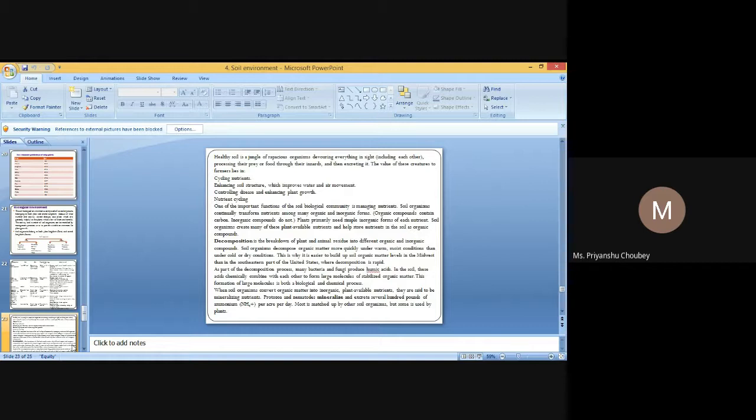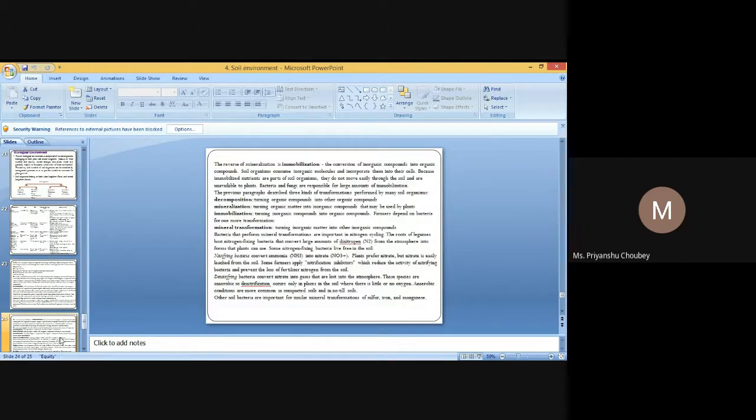per acre per day. Most is taken up by other soil organisms, but some is used by plants. The reverse of mineralization is immobilization, the conversion of inorganic compounds into organic compounds. Soil organisms consume inorganic molecules and incorporate them into their cells, which become the immobilized nutrients.